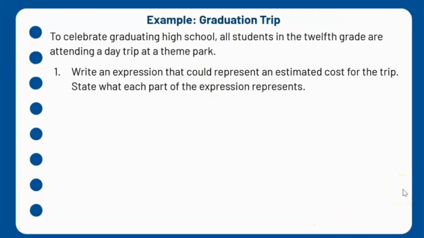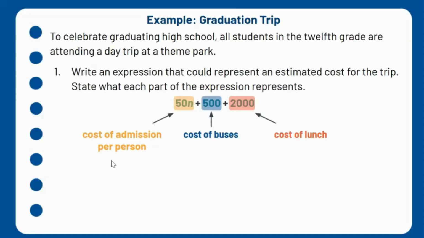To celebrate graduating high school, all of the students in 12th grade are attending a day trip to a theme park. Write an expression that could represent an estimated cost for the trip. State what each part of the expression represents. There are many possible quantities and constraints we could consider. For this example, let's consider the cost of admission per person, the cost of transportation, and the cost of food for the trip. This is one of the many possible expressions that we could represent an estimated cost for a trip to a theme park for n number of students in the 12th grade.